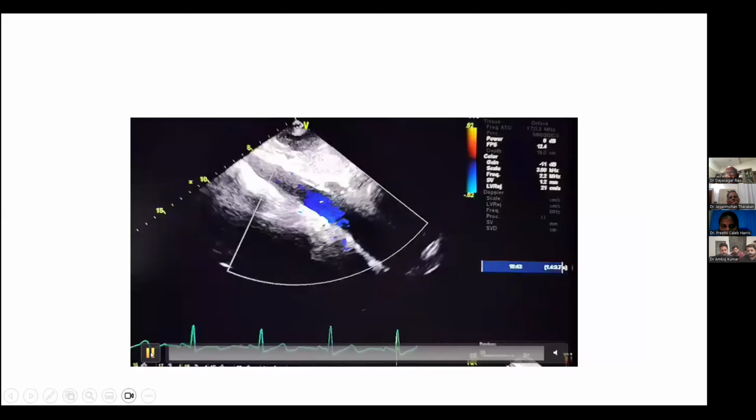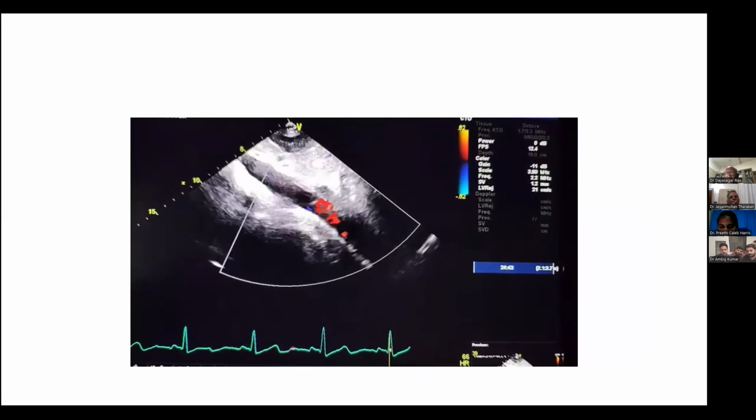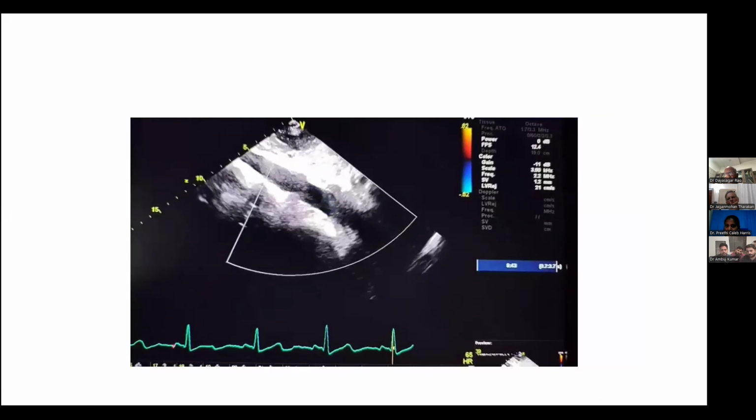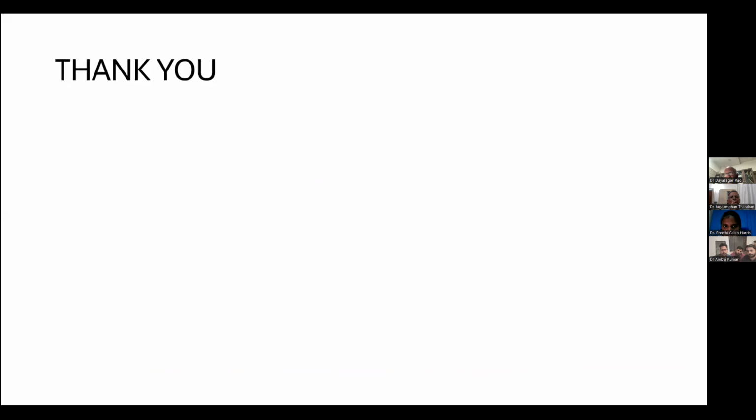And this is the flow across the proximal abdominal aorta, sir. Okay. So you can tell us your final diagnosis and your plan of management very quickly. You got all the information in it.